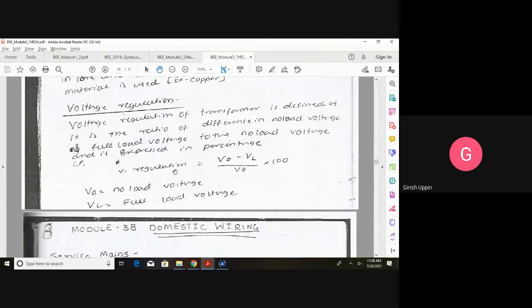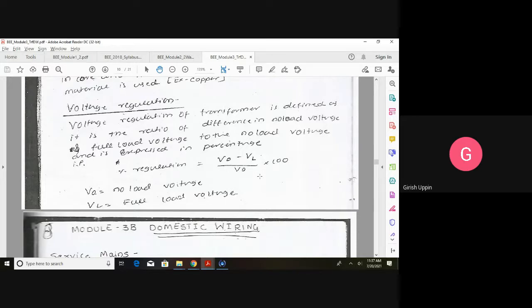Percentage regulation, or voltage regulation of a transformer, is defined as the ratio of the difference between no load voltage and full load voltage to the no load voltage, expressed in percentage. What is V naught? V naught is the no load voltage, meaning the voltage on the secondary terminal when there is no load. Let us say 250 is the secondary voltage on no load. When you load the transformer, that 250 will become 240. So it is 250 minus 240 divided by 250. That is called the voltage regulation.